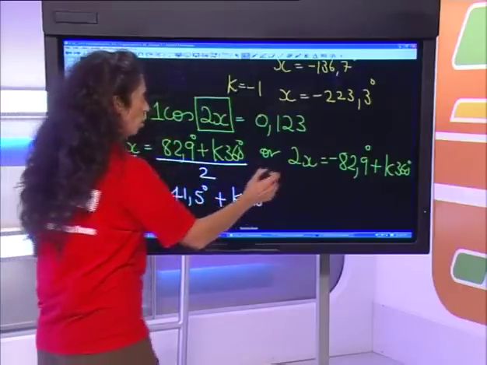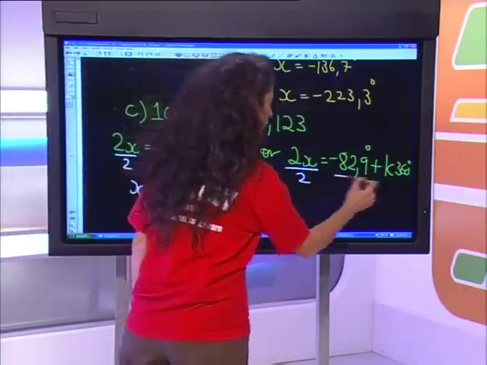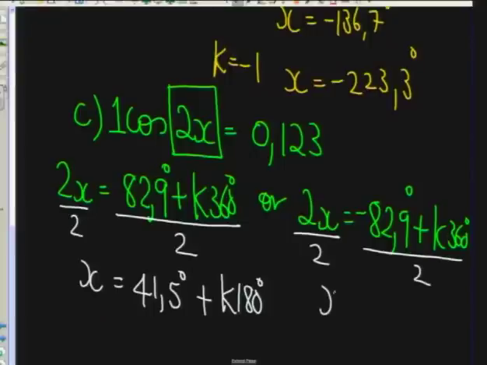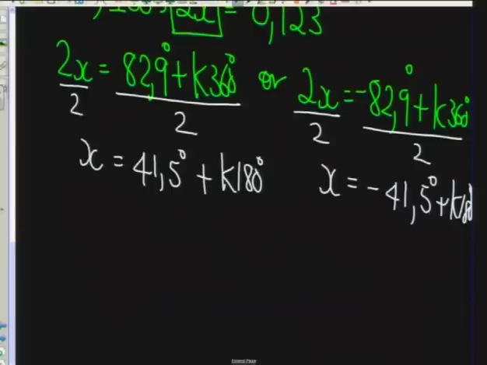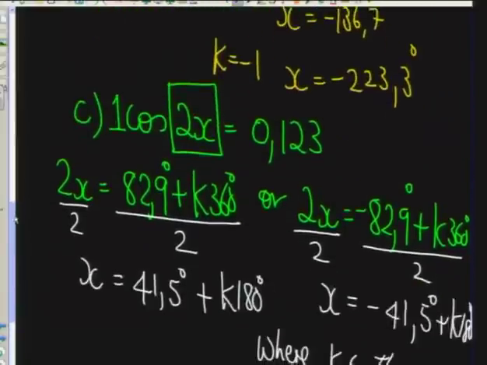Okay? Or on this side, I'm going to divide by 2. So x equals negative 41,5 degrees plus k180. And remember grade 11, somewhere over here, I've got to say where k is an element of the integers. Otherwise, that's not true. Okay, so back to this one.